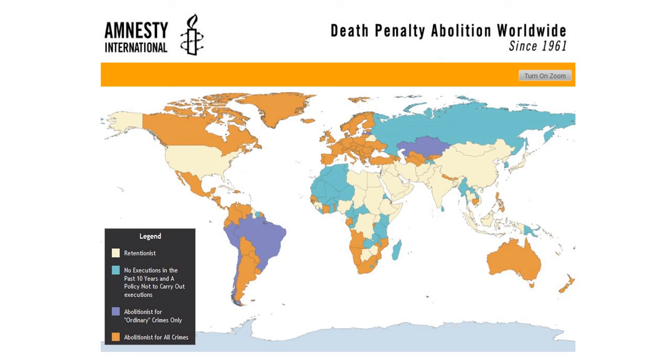So now we're going to talk about the most serious form of sentencing punishment that we have in the United States, the death penalty, which is still an option for sentencing in 30 states, as well as the federal government and the military. This first slide is a map of countries around the world that have the death penalty and those that do not.